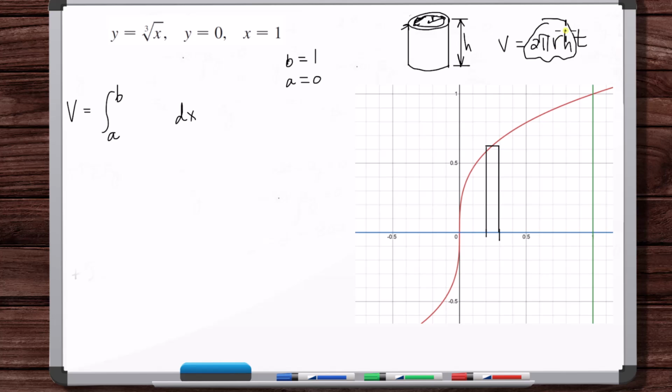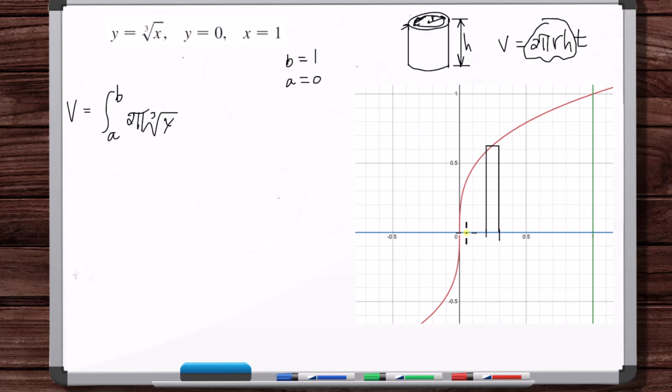Okay, yeah. So what is h? h here is, let me remove this. h is the height of this rectangle. Okay, so h is cube root of x. Well, okay, we need the 2 pi. Now let's put the h. Okay, so now what we need is the r. That's the only thing we need.